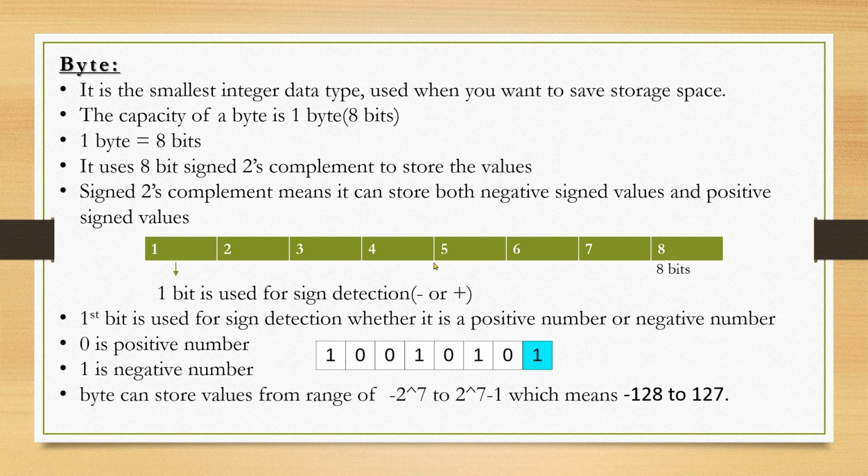Byte can store values in the range of -2 power 7 to 2 power 7 minus 1. Here we subtracted 1 from 2 power 7 because we are including 0 also, which means -128 to 0 and 0 to 127. So, to include 0, we subtracted 1 from 2 power 7, which means -128 to 127. Syntax is byte, space, variable name.